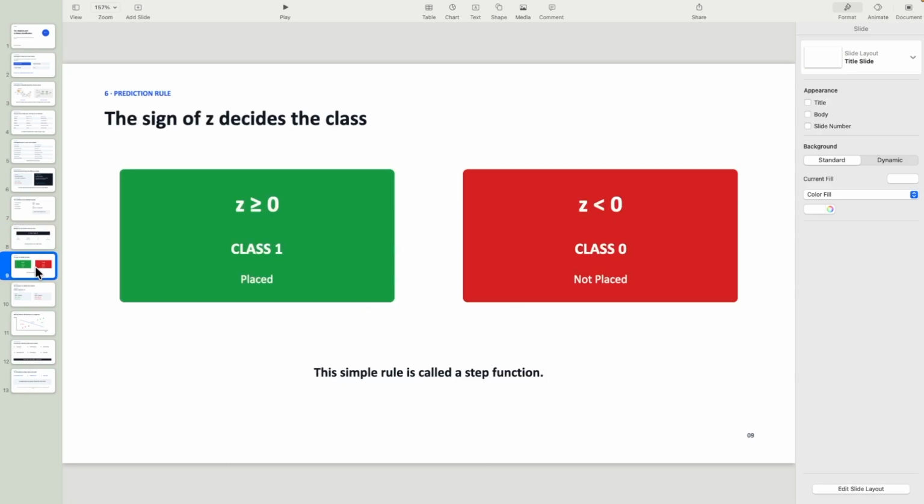The sign of z decides the class. If z is greater than 0, that means class 1, placed; less than 0 means class 0, not placed. This simple rule is called the step function. The perceptron uses the step function to make the predictions. For student placement, class 1 is placed. If the class is 0, it is not placed.